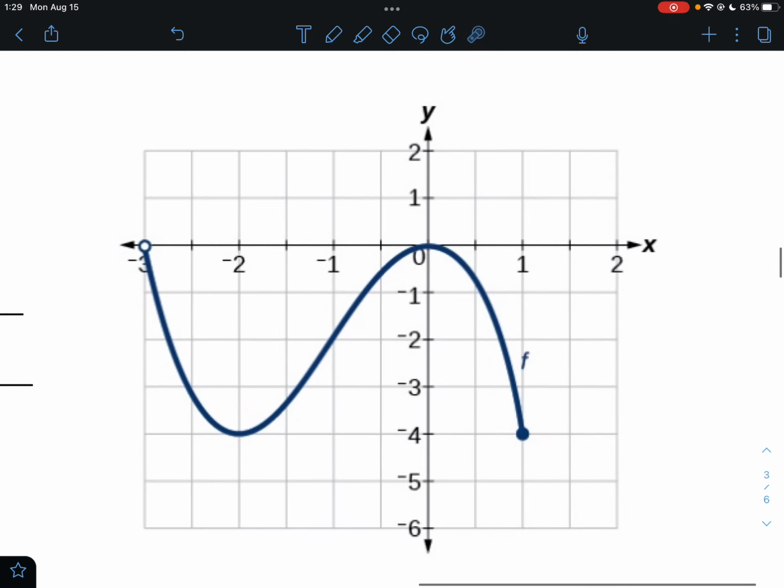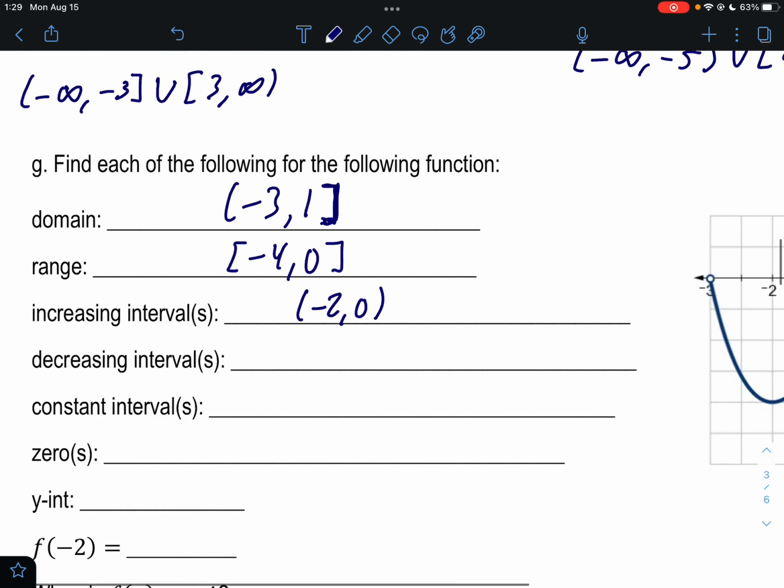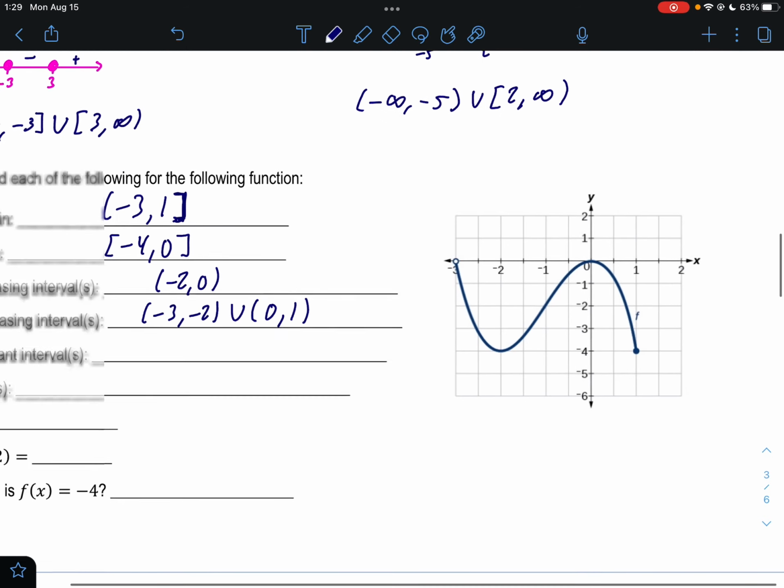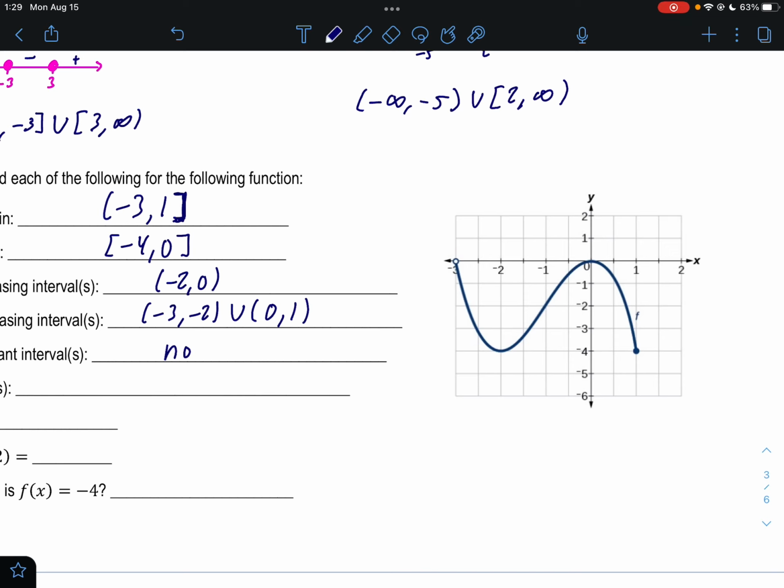Decreasing, it decreases twice. Here, -3 to -2, and here 0 to 1. So we say -3 to -2, union 0 to 1. Constant would be if this was a horizontal graph anywhere, which it is not. So there are none of those intervals.